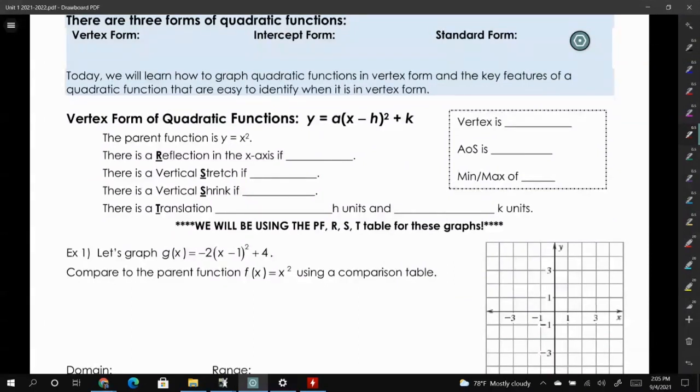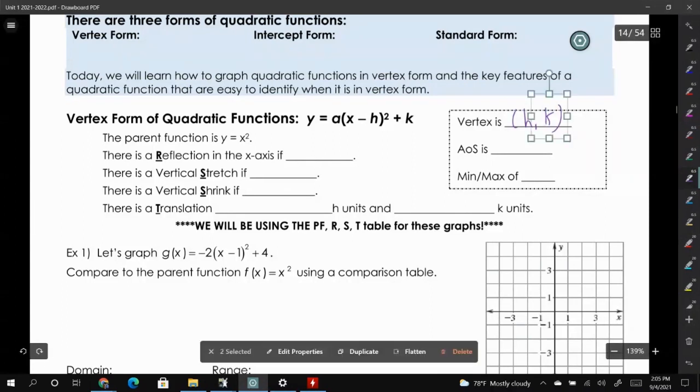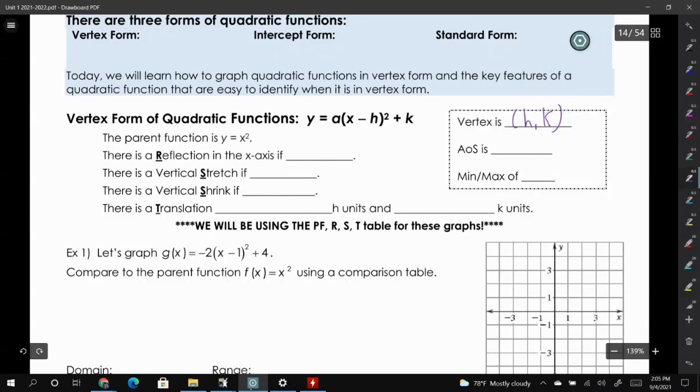And to recall again, we have the general form with our a, h, and k. When we have an a, h, and k, we have the vertex at (h, k). Our axis of symmetry is at x equals h. And we have a min or max value of y equals k. So we were using both parts of the vertex with our axis of symmetry and our minimum or maximum value.